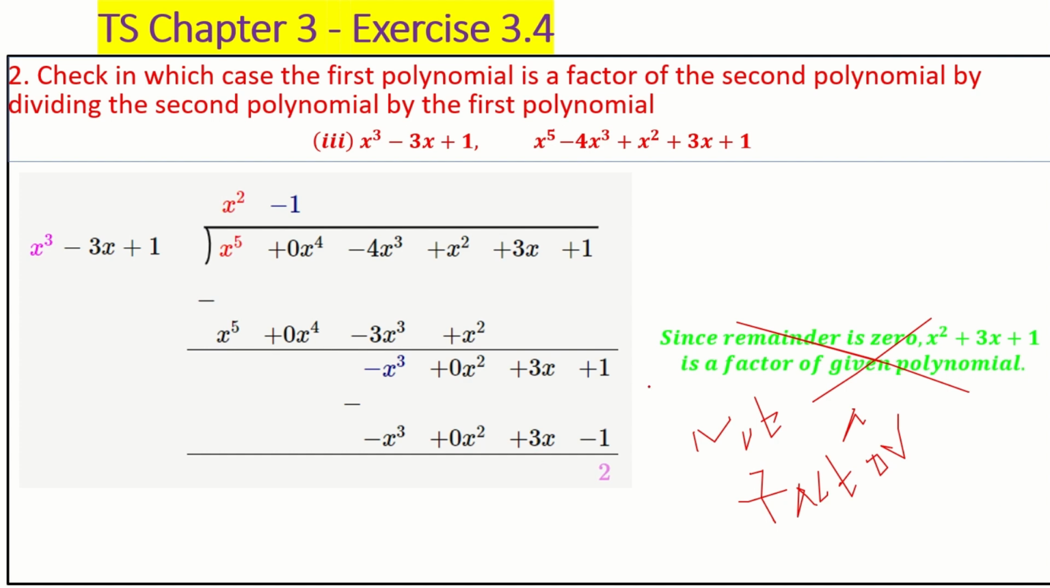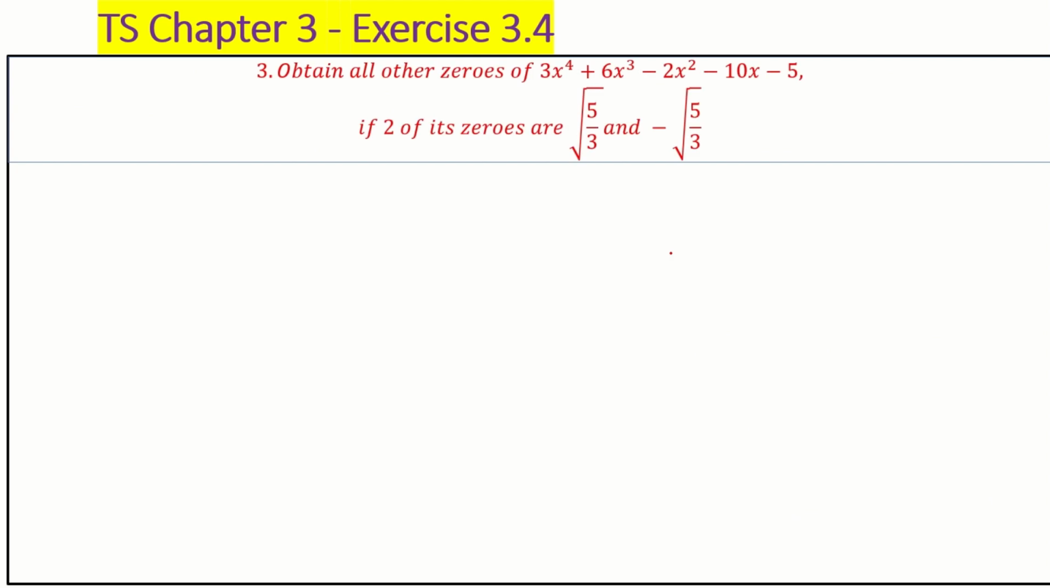Okay, it's not a factor. Okay, next. Obtain all zeros of the polynomial if two of its zeros are given. Okay, so we know how to do it.